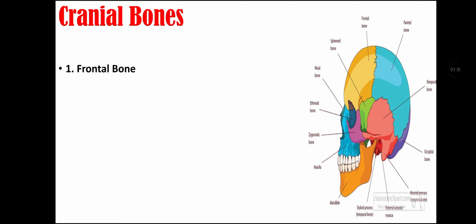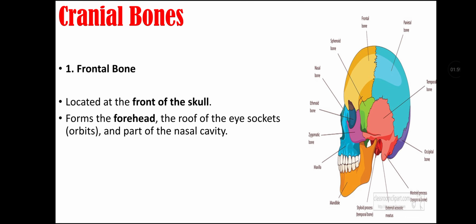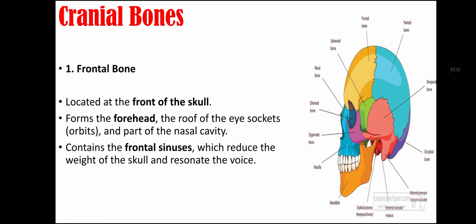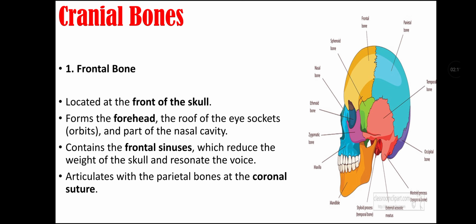So first cranial bone we have is frontal bone. You need to refer to diagram for easy description. Frontal bone is located at the front of the skull. It forms the forehead, the roof of eye socket and part of nasal cavity. It contains frontal sinuses which reduce the weight of skull and resonate the voice. It articulates with parietal bones at coronal suture.